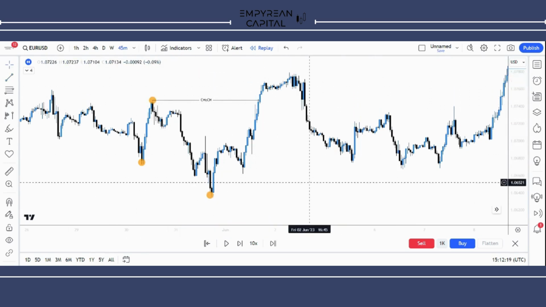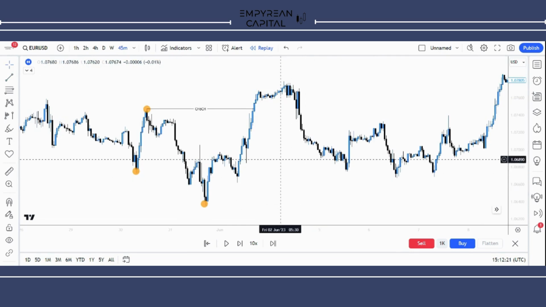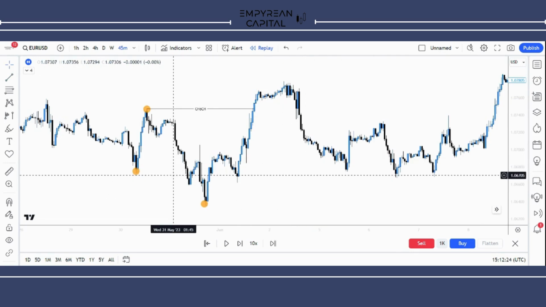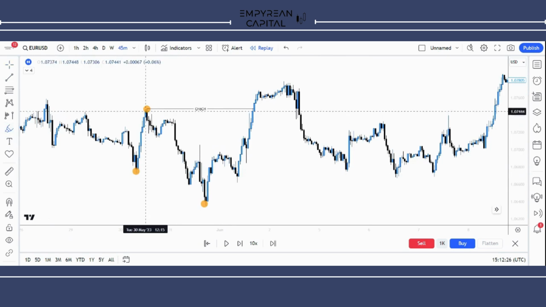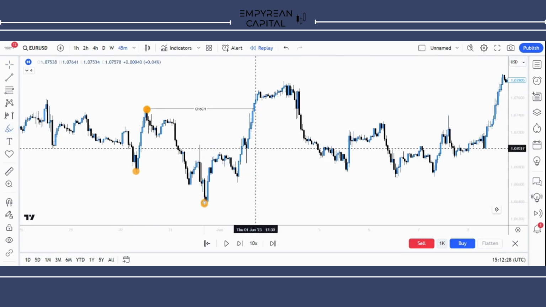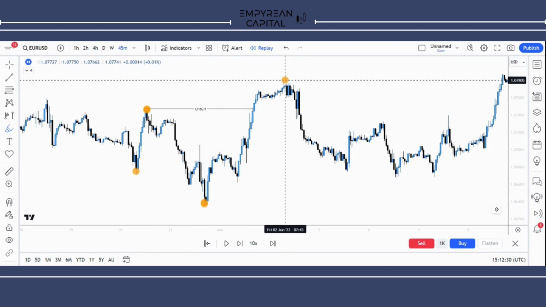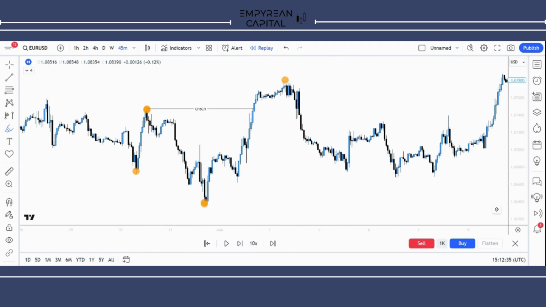change of character. And when we get a bullish change of character, this suggests that the market has shifted from a downtrending market where it was creating lower highs and lower lows to now an uptrending market creating higher highs and higher lows. So what we want to be entering off is the most powerful demand zones.